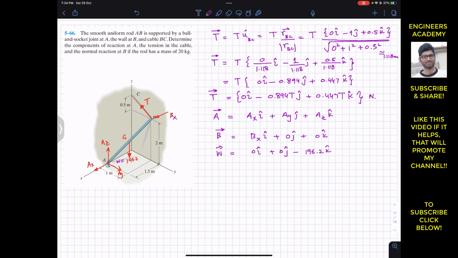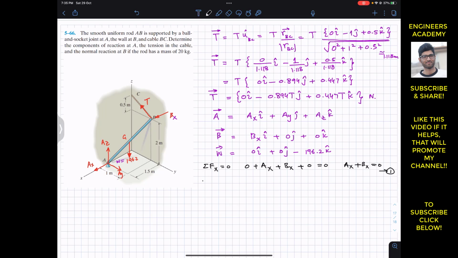Now since this uniform rod AB is in equilibrium, we can apply the equilibrium conditions. So we can apply the summation of forces along X equals 0. We have to add up all the X components. The X component of T is 0, plus the X component of A, that is AX, the X component of B is BX, and the weight is 0. So we have AX plus BX plus 0 equals 0, and from this AX plus BX equals 0. Let's say this is equation 1.